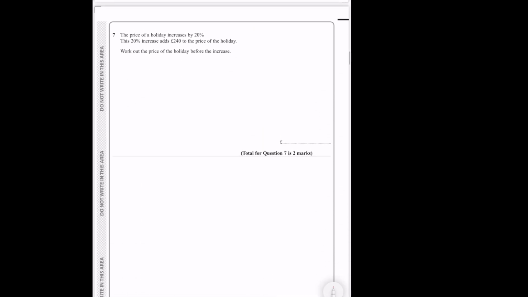This is about reverse percentage. And how do you know it's reverse percentage? If the question asks you to find the original price or the normal price, when the question talks about the original price, find the normal price, find the price before the increase, etc. Then it's reverse percentage. For reverse percentage, you must find the multiplier.